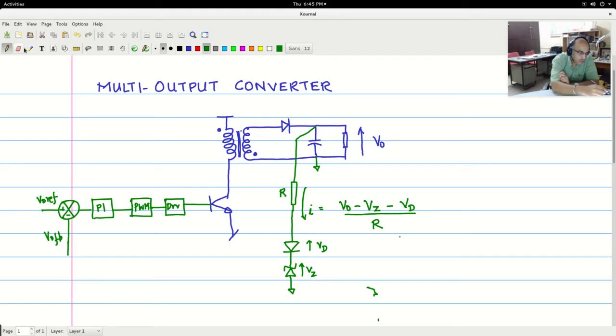Now this is the current that is flowing through this diode. Now suppose this diode was part of an optocoupler, meaning when a current flows through it, there is a light output. Now this light output is connected to a control switch line. Now this control switch, let's say I place it in this fashion.